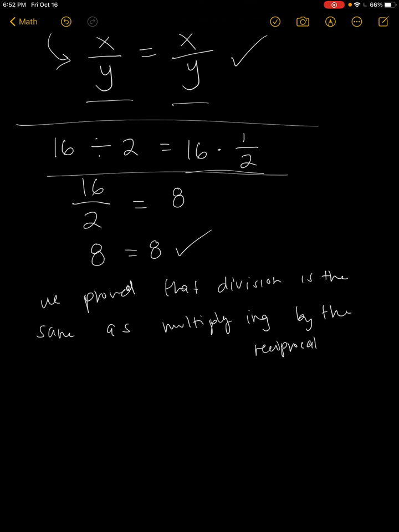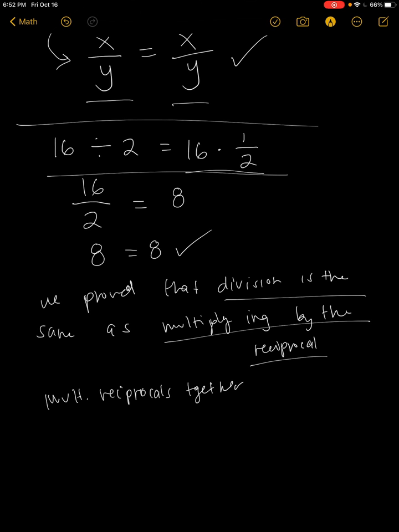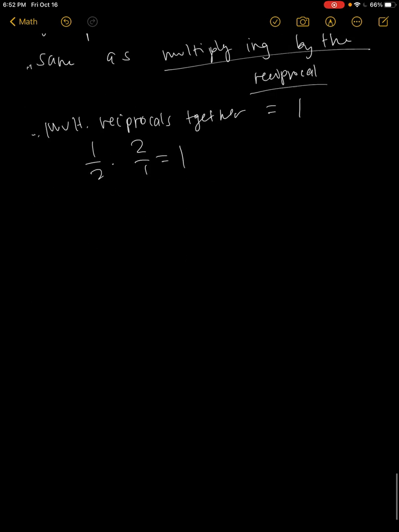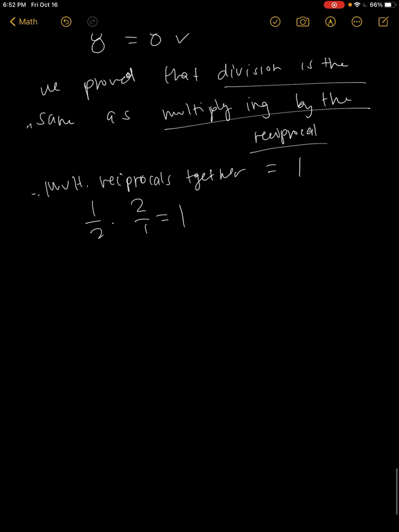Okay, so first of all, the thing you want to remember is this rule that division is the same as multiplying by the reciprocal. And you also want to remember that when you multiply reciprocals together, right, so like 1/2 times 2 over 1 equals 1. So these are the two key things you want to remember, because now we're going to solve equations.